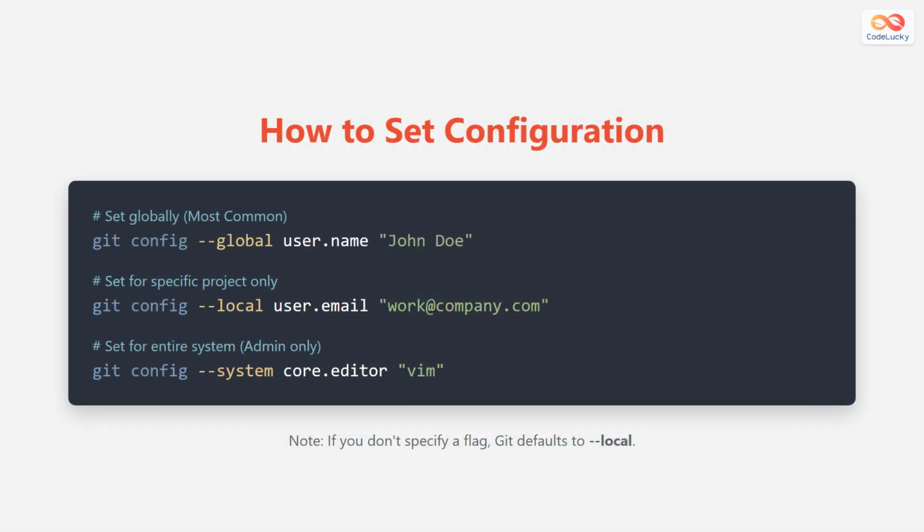Here is how you actually write these settings using the command line. You use flags like --global, --local, or --system. For example, git config --global user.name sets your name for all your projects. If you forget to add a flag, Git defaults to local.